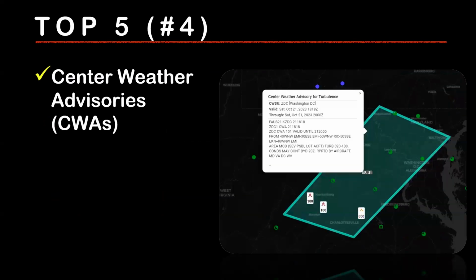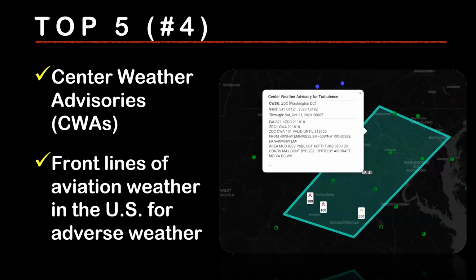Center weather advisories, again, are another kind of front lines of aviation weather. These are issued by the Center Weather Service units at all the route centers around the country. And again, this is really the front lines of aviation weather.